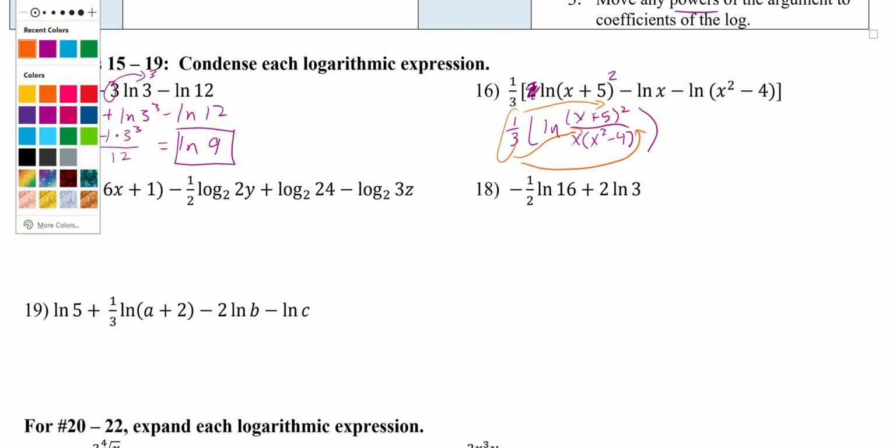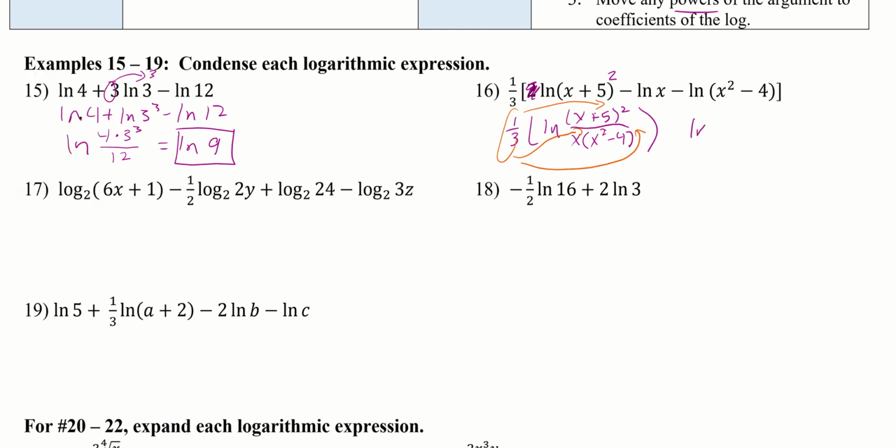So my final answer would be ln of x plus 5, 2 times 1/3 would be 2/3, divided by x to the 1/3, x squared minus 4 to the 1/3. Okay. That would be your final, you can have parentheses around here if you want, just to make sure you know you're ln'ing the entire thing there. So not super pretty, but totally doable.